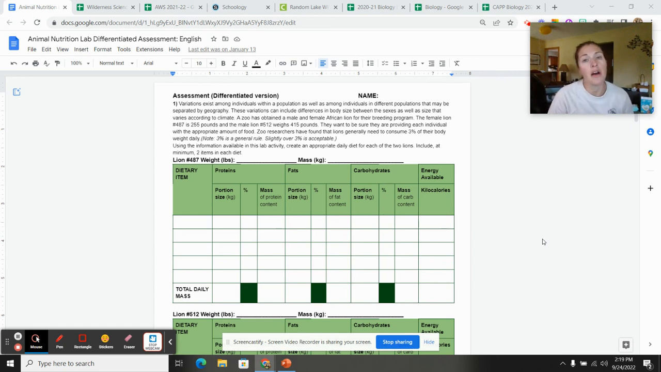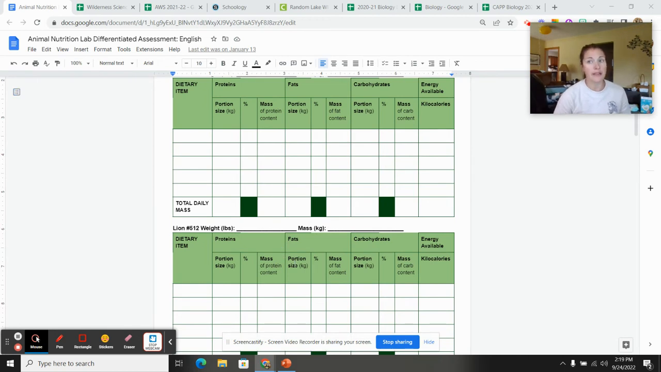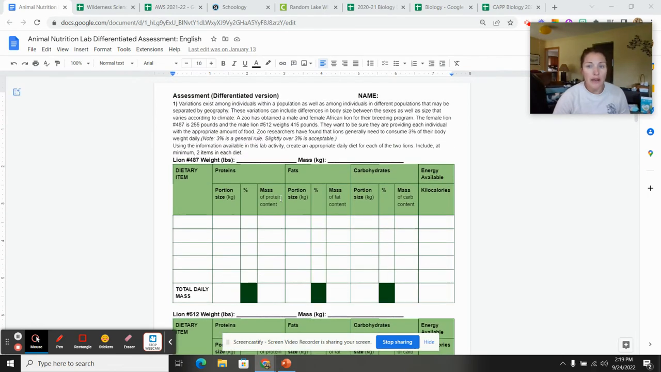All right, so this is the part of all of the data sets about animal nutrition that is going to be graded. So you can definitely use everything else, but this will be for a grade. So, what you are going to be doing is reading this background information and filling out a diet for these two lions. However, you cannot just copy the diet that you made before because if you read the background information, it says zoo researchers have found that lions generally need to consume 3% of their weight daily.